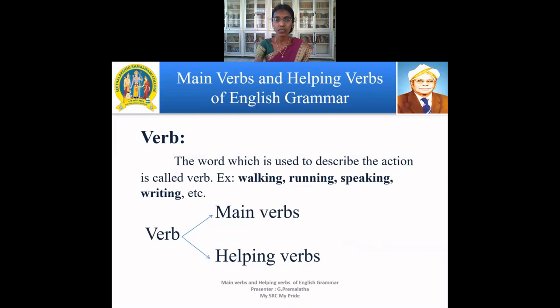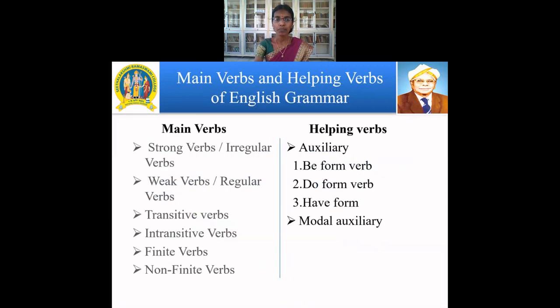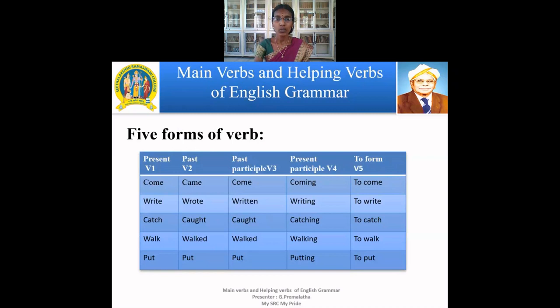There are two main divisions in verb, that is main verbs and helping verbs. Main verbs have 6 divisions, that is strong verbs, weak verbs, transitive verbs, intransitive verbs, finite verbs and non-finite verbs. Under the category of helping verbs, there are 2 divisions, that is auxiliary and modal auxiliary. Apart from these 2 divisions, there are 5 forms of verb. These 5 forms are especially meant for the main verbs.